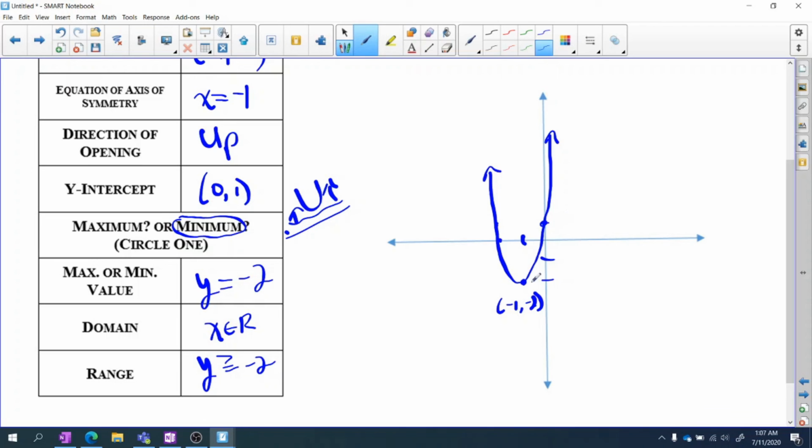So it said label 3 key points. So there's 1. I got this point over here, which was (0, 1). I had this point over here, which was (-2, 1).